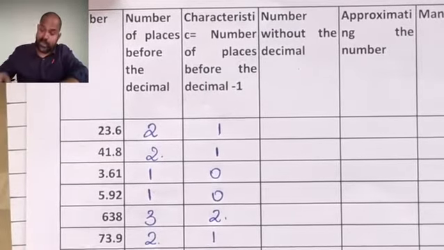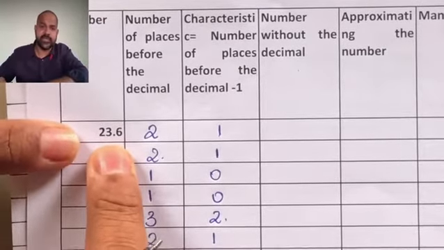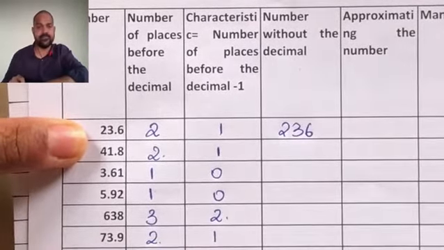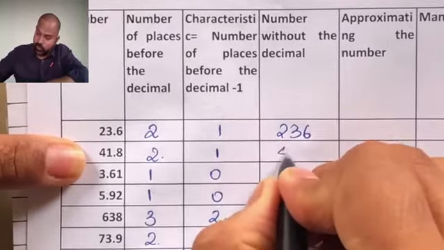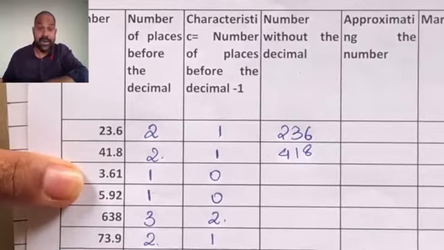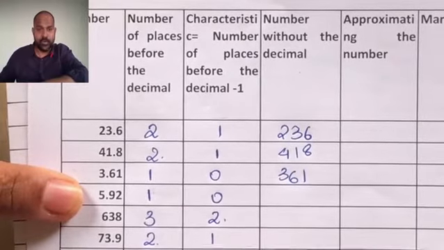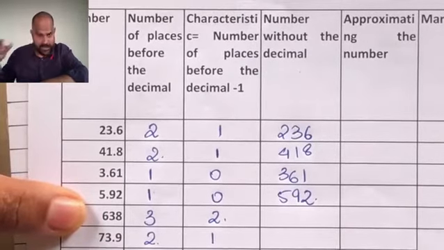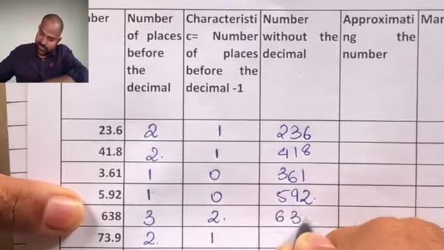So when you look at 23.6 now for the mantissa, you will not look at it as 23.6. You will remove the decimal and you will look at it as 236. When you look at 41.8, you will now look at it as 418. When you look at 3.61, you will now look at it as 361. 5.92 will be looked at as 592. 638, the decimal is after the 8. So with the decimal or without the decimal, the number remains the same and it is 638.